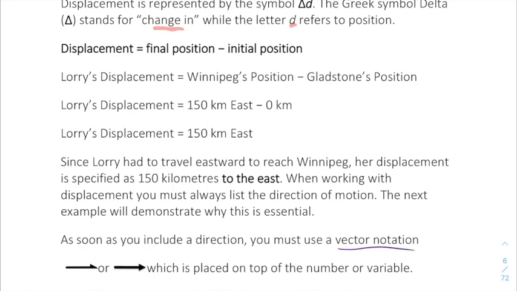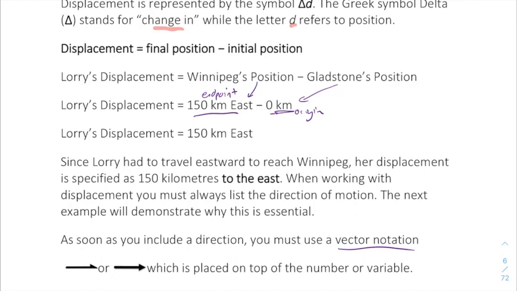So in this direction, since Laurie has traveled eastward to reach Winnipeg, her displacement is specified as 150 kilometers east of Gladstone. So Gladstone is the 0, this is the origin, and this is her endpoint, Winnipeg. And so she is displaced exactly 150 kilometers east of her original position.